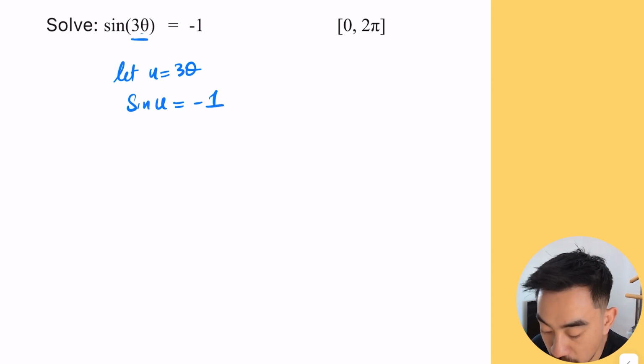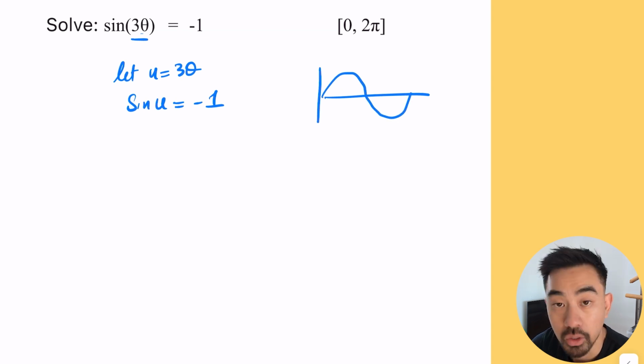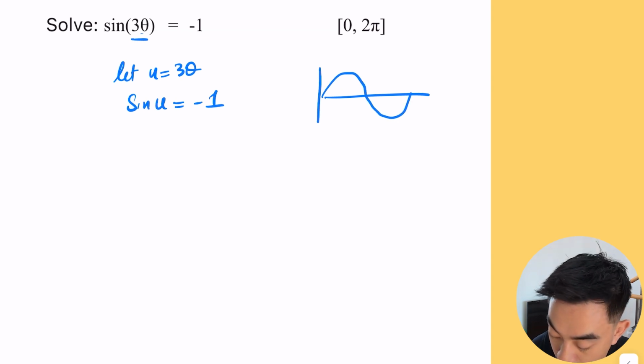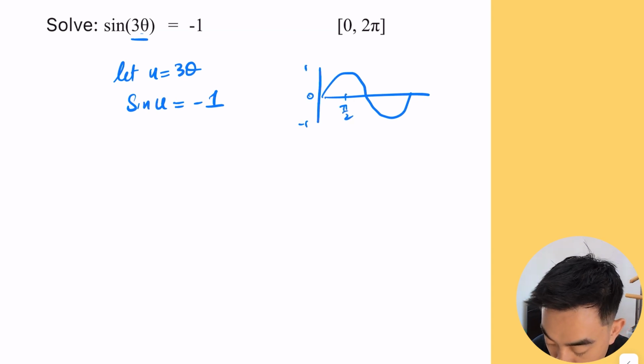Because sine is equal to -1, that's what we call a boundary angle. So you'll need the actual sine graph. Now that goes between 0, -1, and 1. That's pi on 2, pi, 3 pi on 2, and 2 pi. Should have done that bigger.